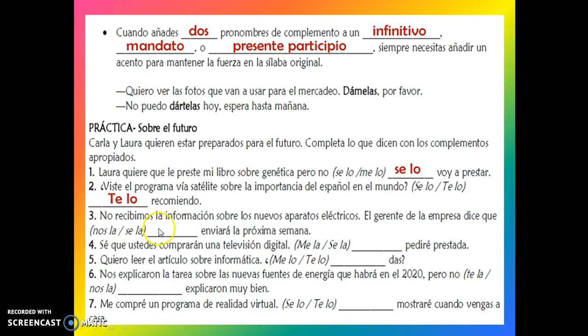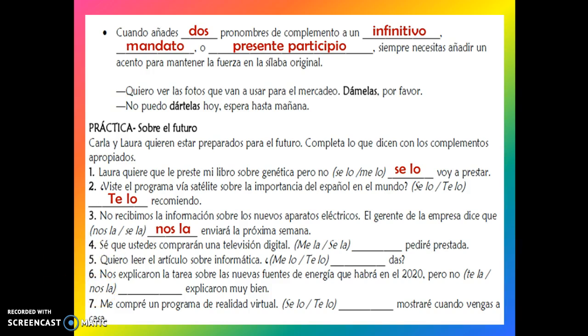3. No recibimos la información sobre los nuevos aparatos eléctricos. We did not receive information about the new electric appliances or gadgets. The manager, el gerente de la empresa, dice que enviará la próxima semana. So the manager says he will send next week. What will he send? It's got to be the información. To whom? Well, we're the ones that are complaining about not receiving it. So, nos la enviará.